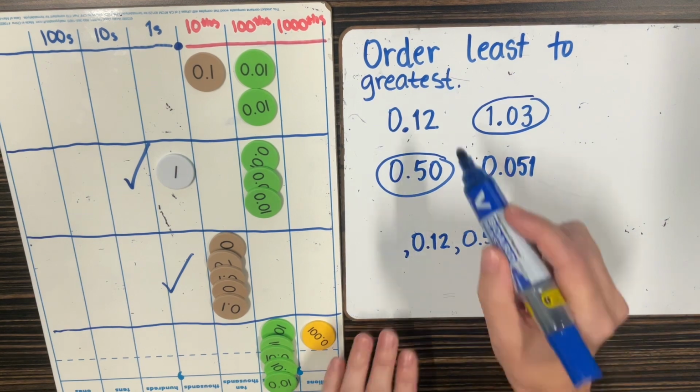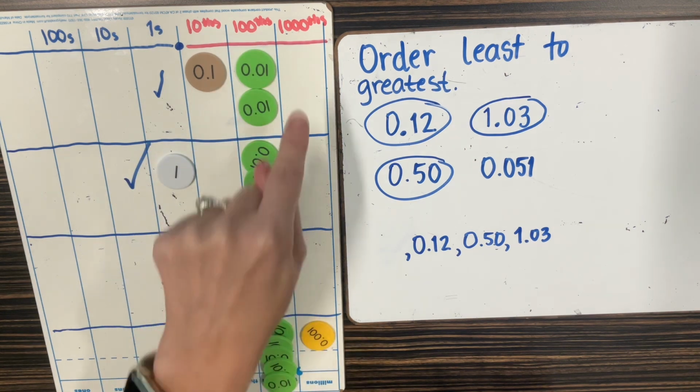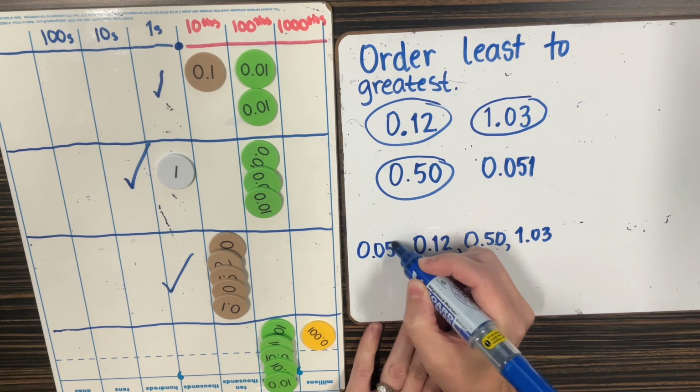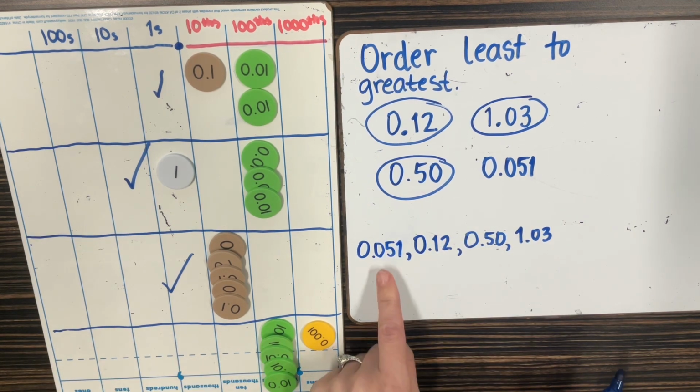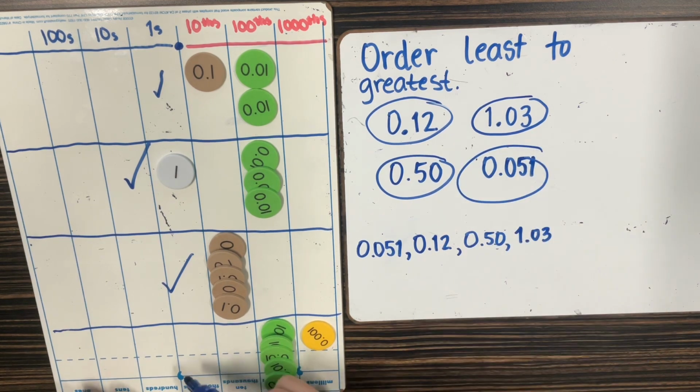And that would mean last but not least, the smallest should be the one with 5 hundredths and 1 thousandth, which will be my smallest value in my place value chart. Does that make sense going least to greatest? I've checked them all off.